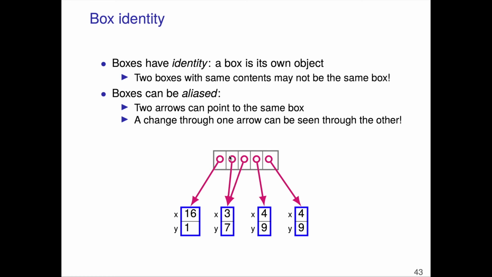So let's say we are pointing to the same box in 3 and 7. Using the left pointer, let's say I changed the y value to 17, and that means that the right pointer, which is pointing to the same exact box, could also see that the y value has changed to 17. So this is what it basically talks about here: a change through one arrow can be seen through the other.